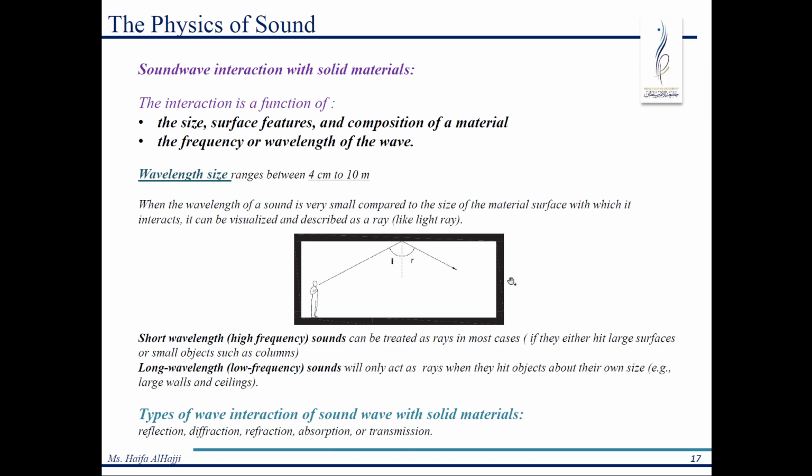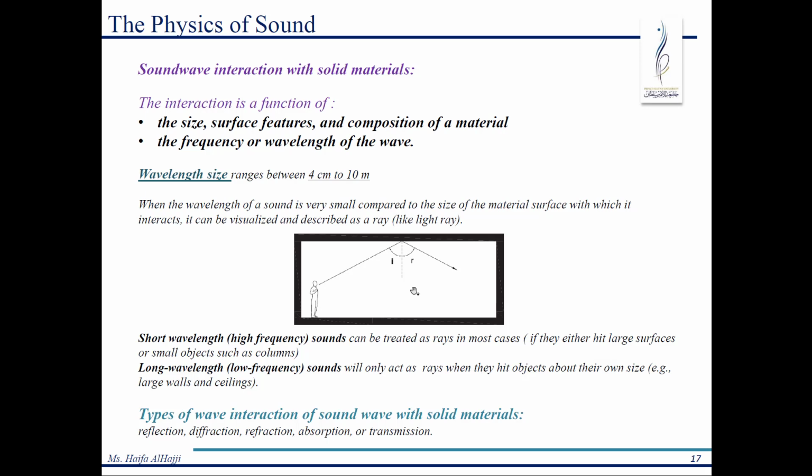Now let's talk about how sound waves interact with a solid material. There are different types of interactions. We spoke earlier about the echo. Echo is the interaction of reflection in a space. These interactions are dependent on many factors, which could be the size, surface features of the materials and space, and composition of the material. Also, it depends on the wavelength itself.